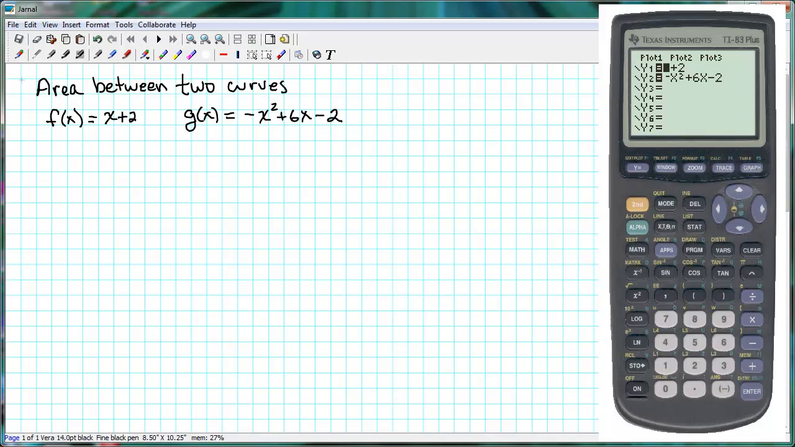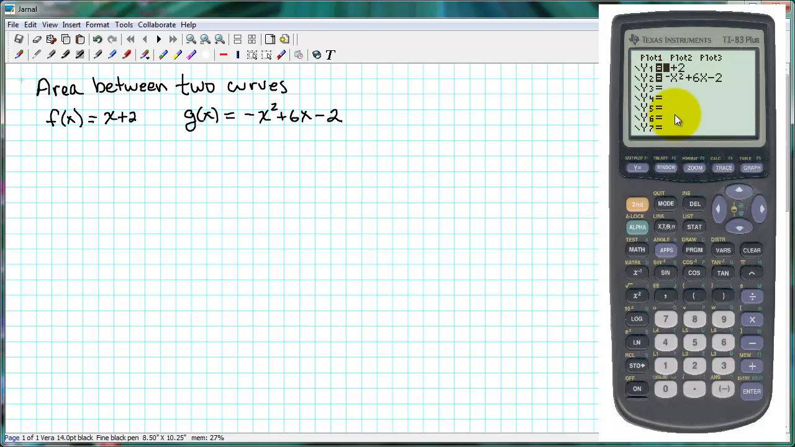Mr. T here with a definite integral application, and this time we're going to be looking at the area between two curves. In an earlier tutorial we had one where we have the area under a curve bounded by the x-axis and a left and right bound. In this case we're going to be looking at the area between two curves. We'll start out here with a fairly simple example, and we have these two functions and we're looking for the area that's bounded by those two curves.